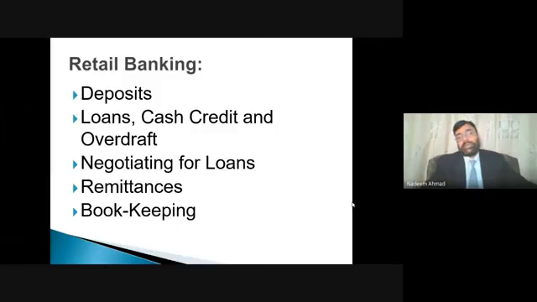Retail banking, what sort of services is it offering us? They offer us deposits. Students, as we know, our money is our asset. The bank offers us to deposit our money in the bank as safe custody. So often we deposit our money in the bank. There are different sorts of bank accounts. Then loans, cash credit, and overdraft. In the meanwhile, inshallah, I will try my level best to explain all these terms to you later on. Then negotiating for loans, whether in the short run or the long run. Then remittances: it provides us a remittance facility. Then bookkeeping: you have to keep all the records of the transactions we do with banks and other institutions.